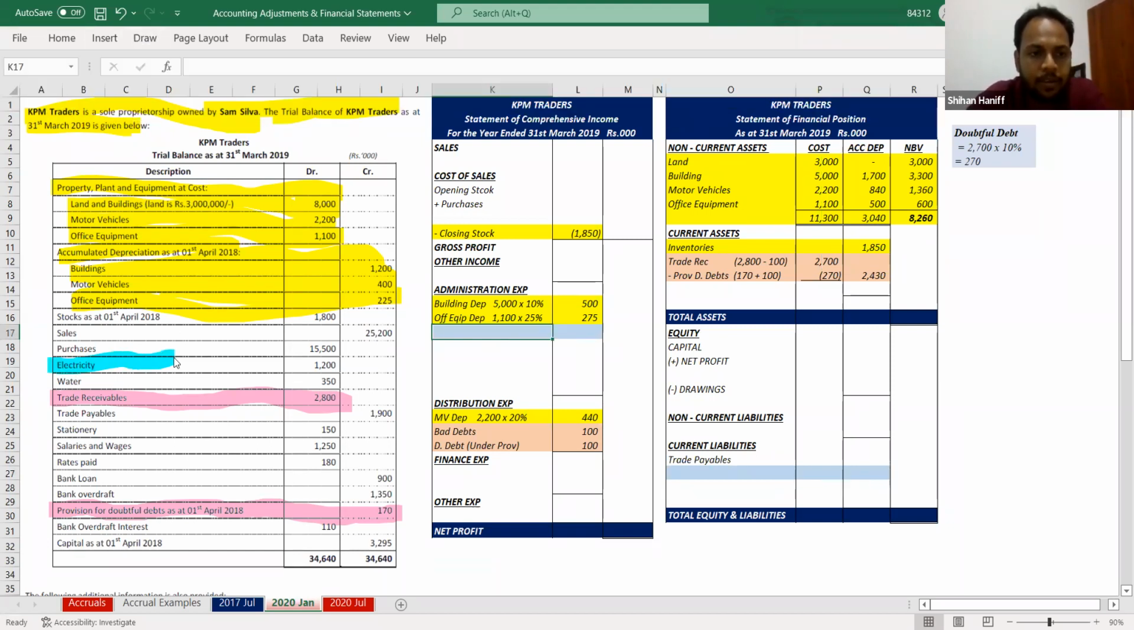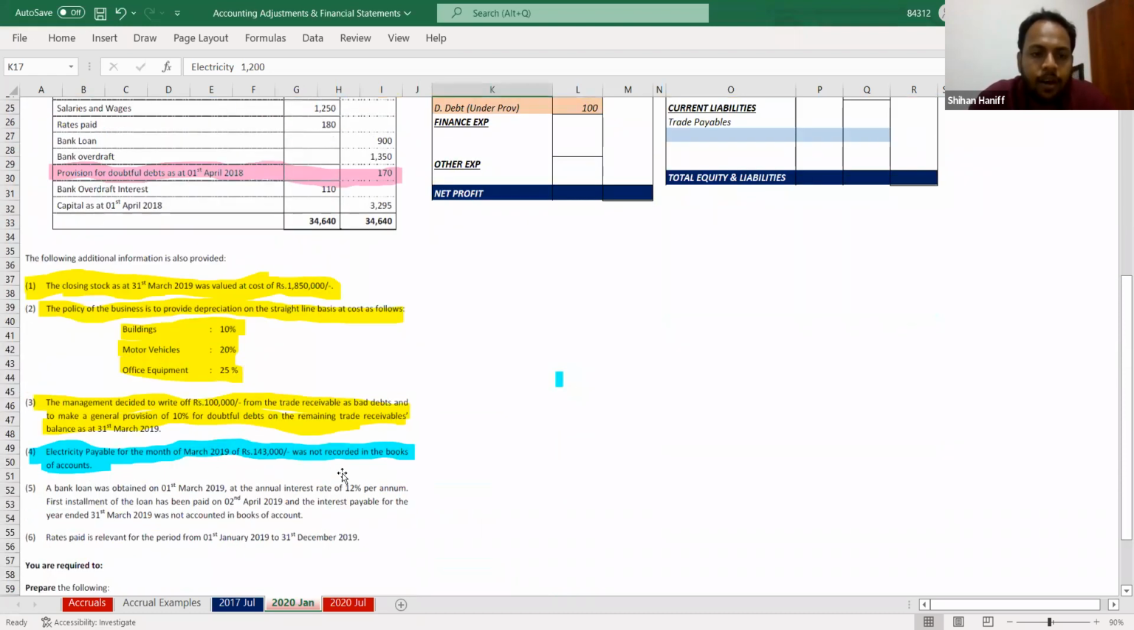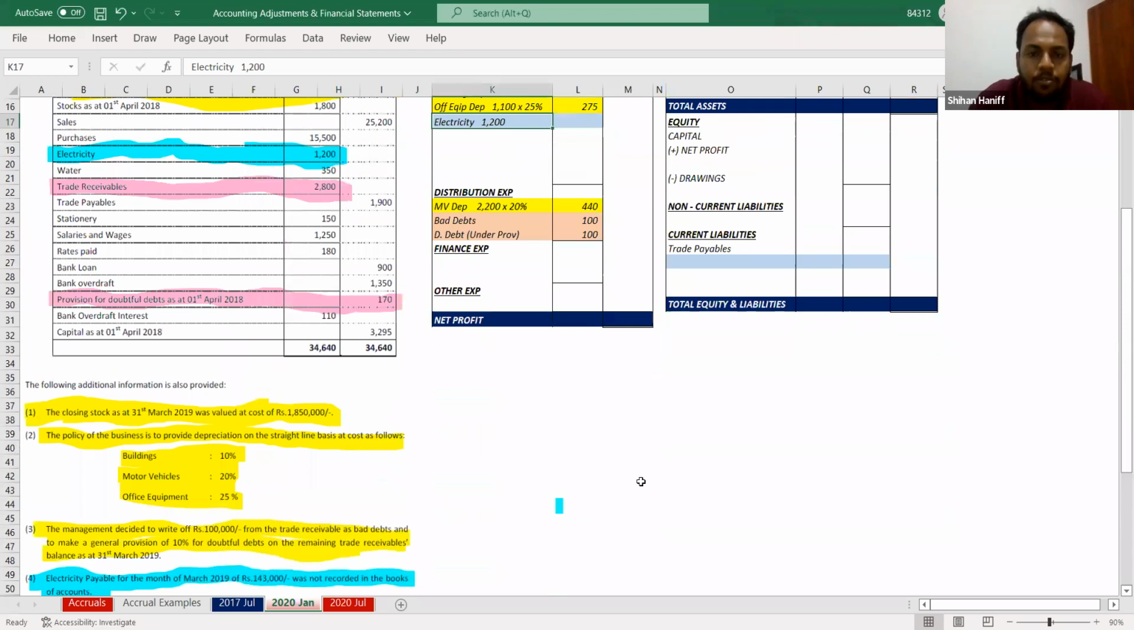Electricity here, 1,200 is there in the trial balance. So first we can write electricity 1,200 in the trial balance. Electricity 1,200 is in the trial balance, right? And payable is 143. Electricity payable 143 was not recorded in the books of accounts.